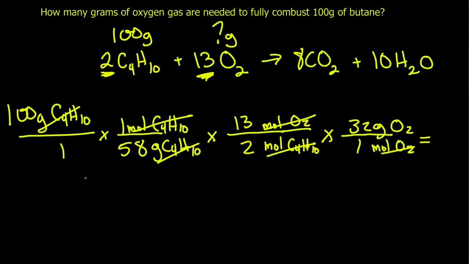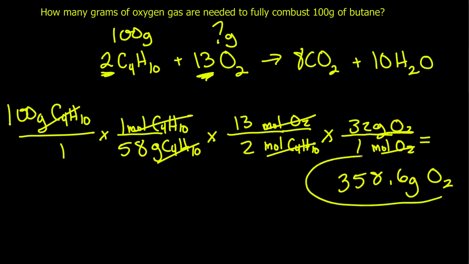So let's do that. So I got 100 grams of butane times 1 divided by 58 for its molar mass gives me 1.724. Times it by the ratio, so times it by 13. I divide it by 2. And that gives me 11.21. Now I need to convert it to grams. So I multiply it by 32. And my answer is 358.6. So I got 358.6 grams. There's my unit of O2. So there's our answer.